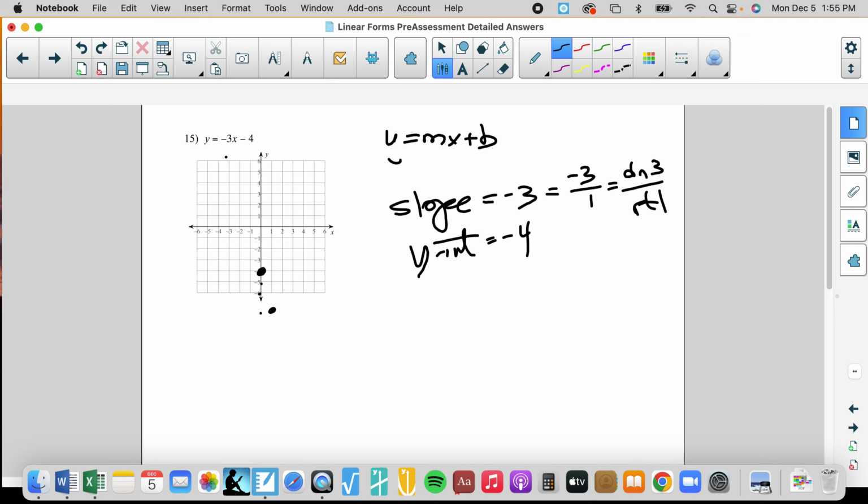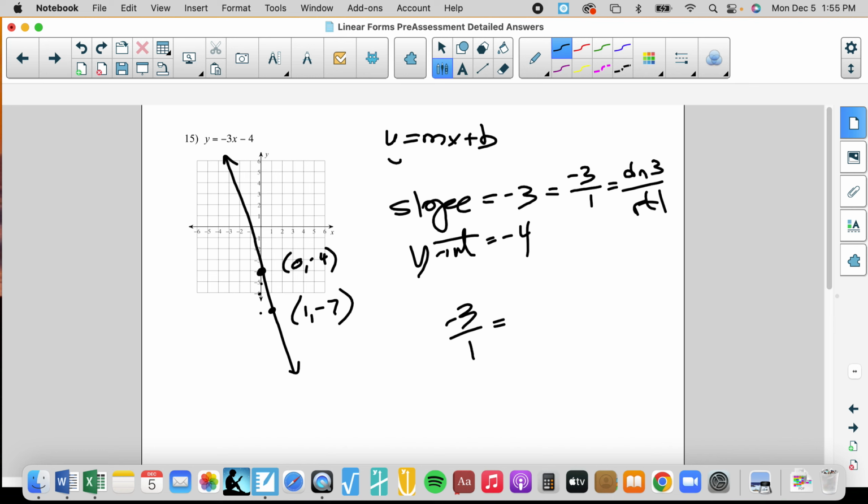And I can connect the dots. That's a horrible line, but it's not going to be perfect. This is 0, -4. This point is going to be 1. How many did I go down? I went 1, 2, 3. So that is going to be -7. 1, -7.